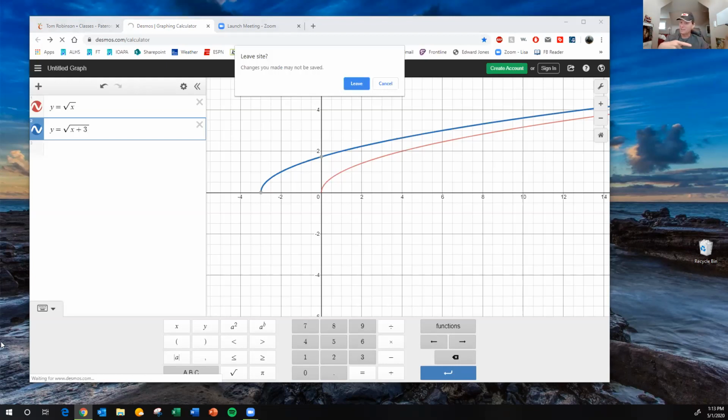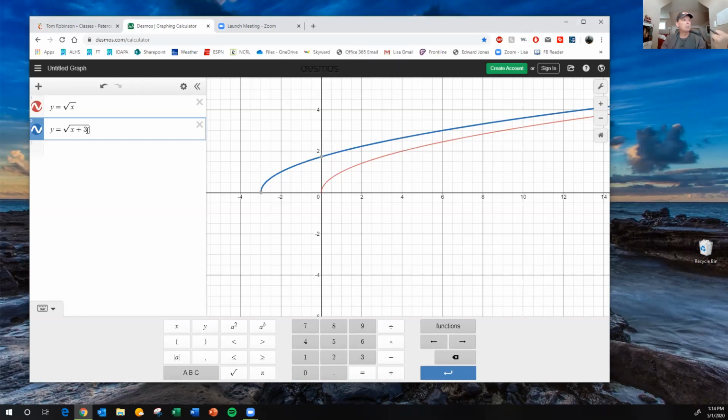The x's are opposite, right? Every time we had a +3 with the x's, it always went the opposite direction. So what might x plus 5 look like? It moves 5 to the left. But we think, well, how do we get it to move to the right? We just put a minus in there. So the shift in the x direction is opposite.